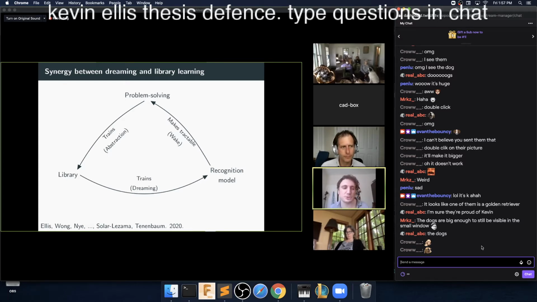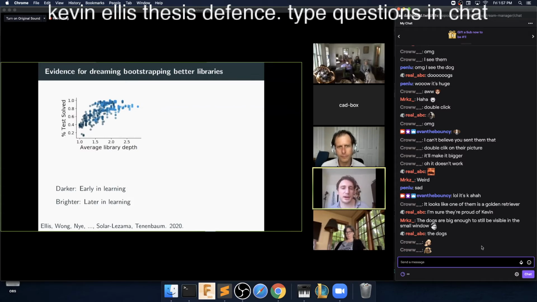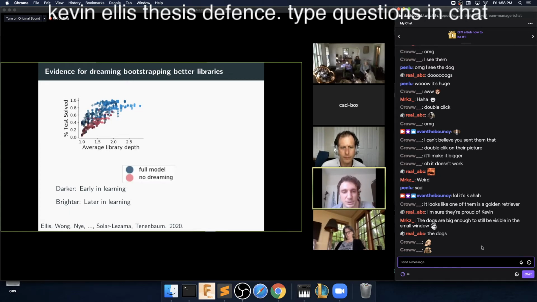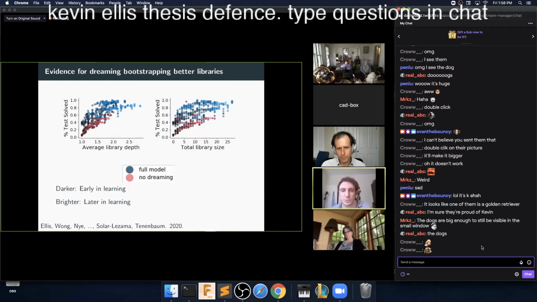And that empirical data comes from looking at the evolution of library structure over time. So if you look at the average library depth over time, what you see is that, shown in darker dots, libraries start out very shallow and don't solve very many problems. And then as learning progresses, they become deeper and solve more problems. Now, if you ablate the dreaming phase of sleep, two things happen. One is that the libraries get shallower, but also for a given library depth, we solve fewer problems. So this means that deeper libraries are correlated with better performance, and we get shallower libraries without dreaming. So dreaming bootstraps better libraries, but also for a fixed library structure, dreaming still adds something on top of that. The recognition model still helps. And analogous but weaker trends hold if you look at the total library size instead of the average library depth.